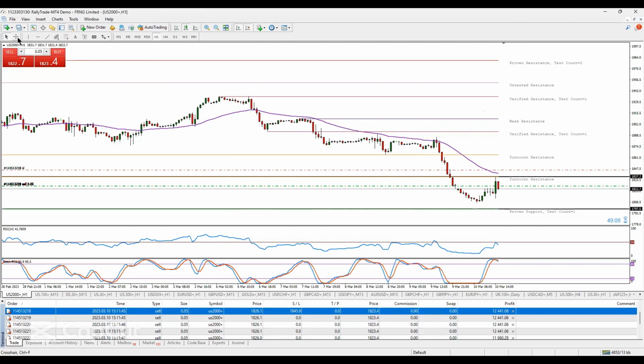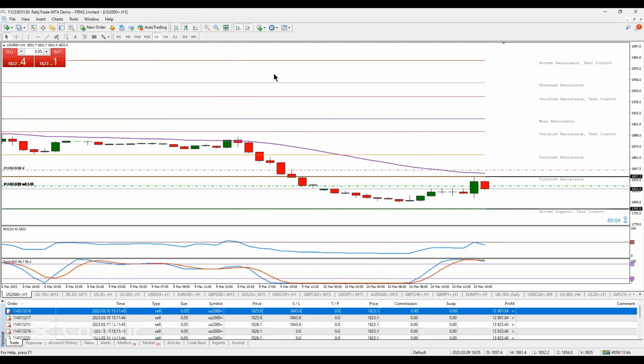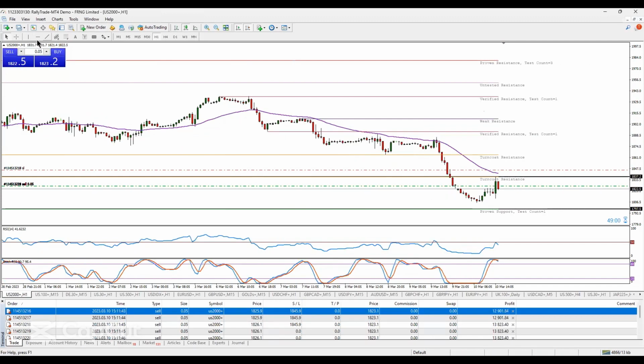Now you can do your trailing stop, if you know how to use a trailing stop. Now, the first take profit should be around this proven support. That should be the first take profit.